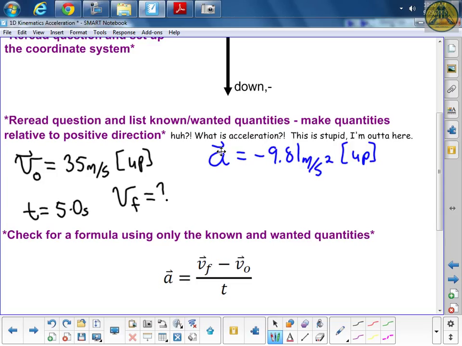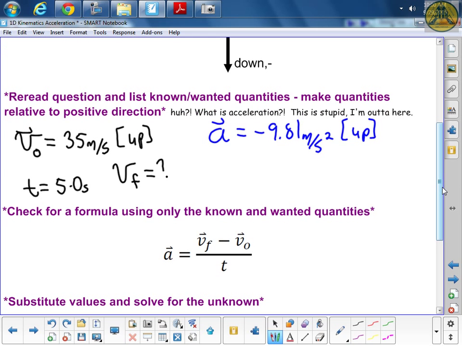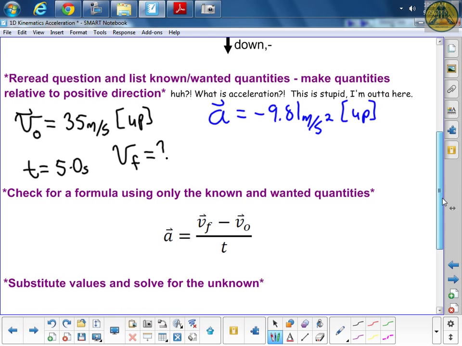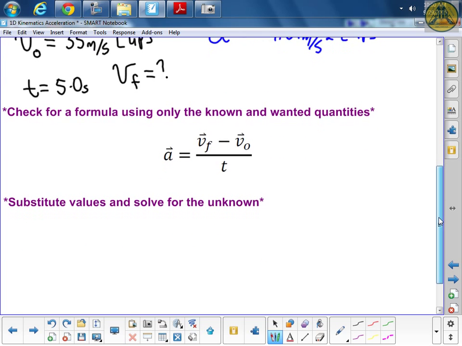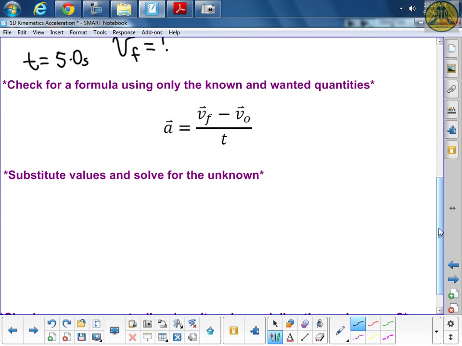So now we have all of our quantities. Check for a formula, got it. Substitute the values in. What made this question a little bit different is you're not told what acceleration is. It's in your handbooks, right in one of your tables where it defines what all your variables are. You might see it as a lowercase g for the acceleration of gravity.